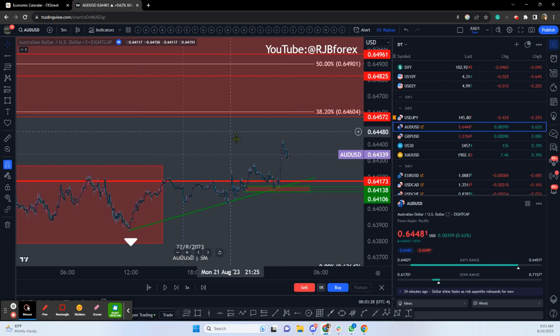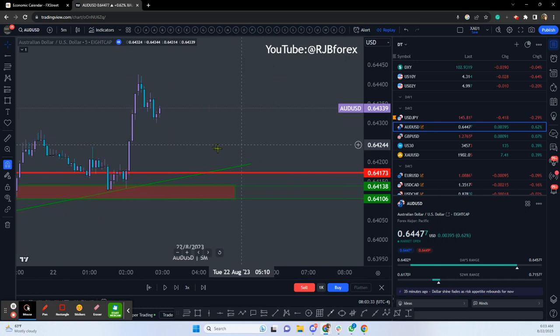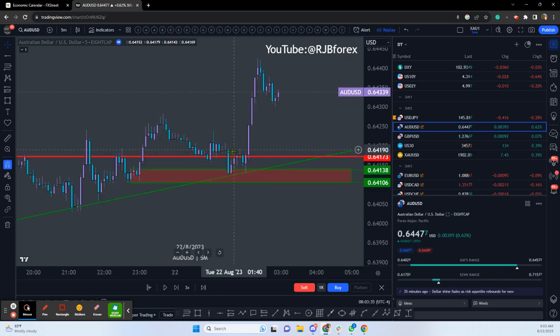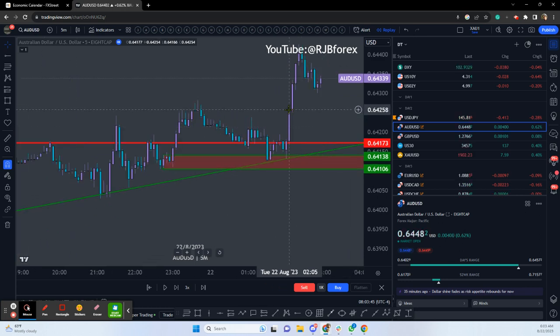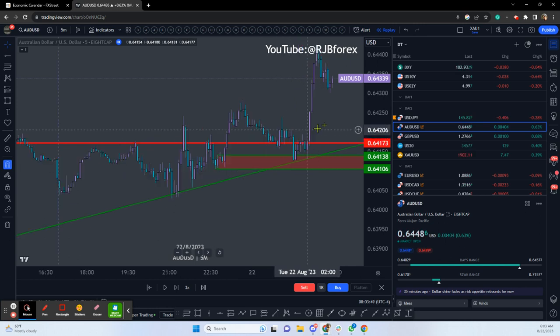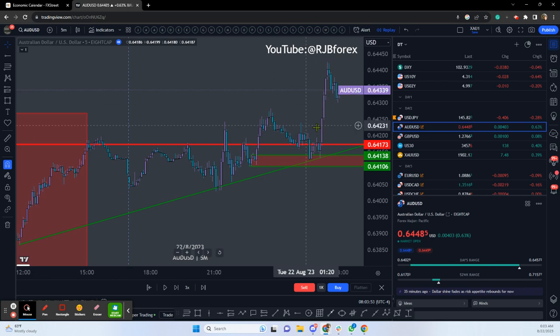So you're looking for the price to come in to the trend line and give you bullish structure. So here we've got a bottoming pattern, right? We've got the breakout, and that would have been your entry to ride higher. So you're looking for those explosive moves to the upside.